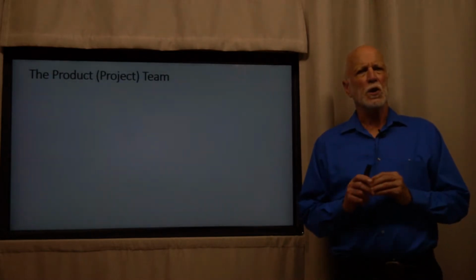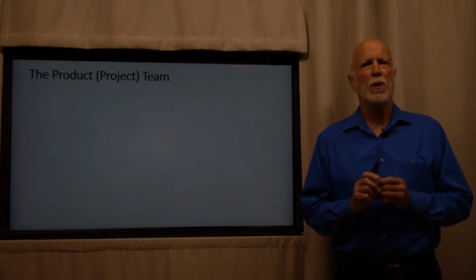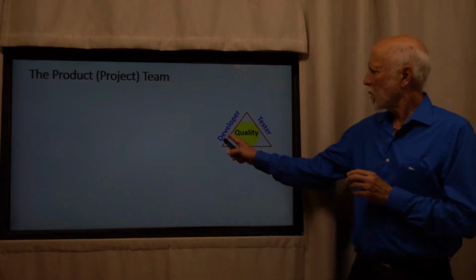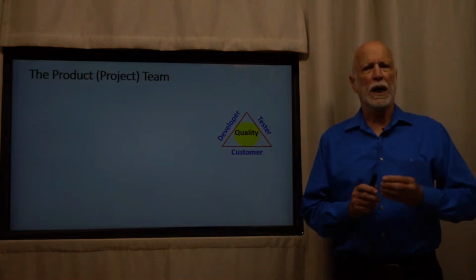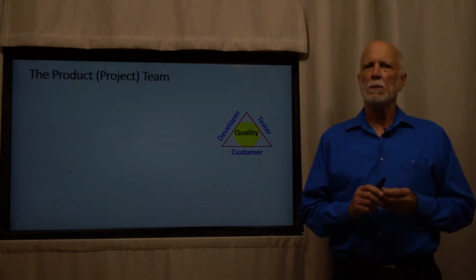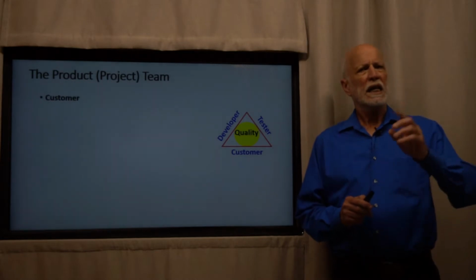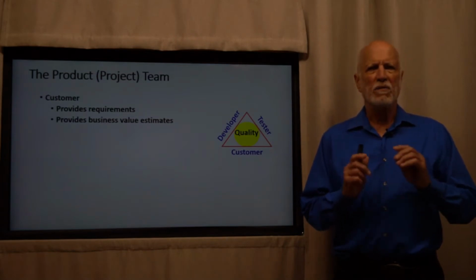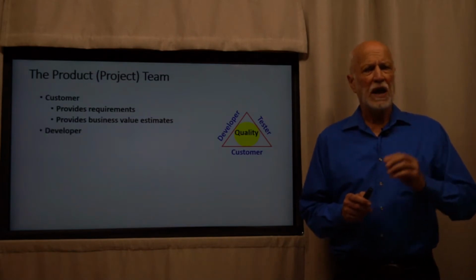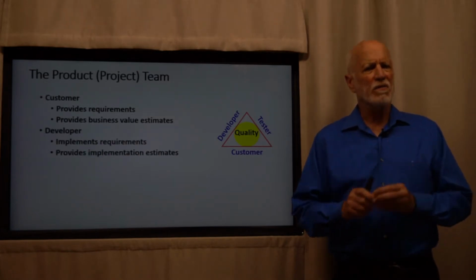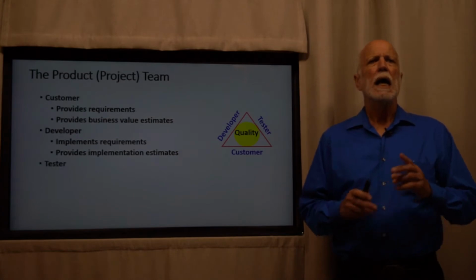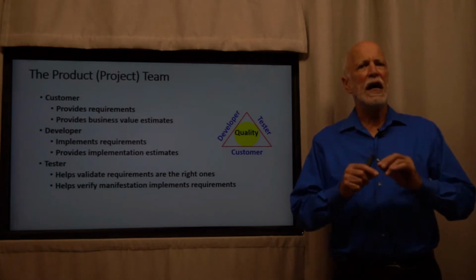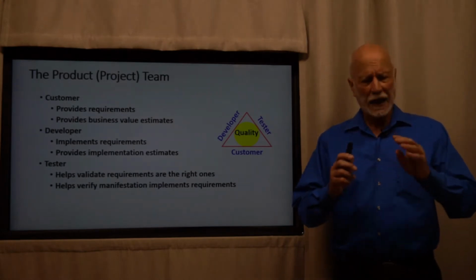So, the first thing I'd like to talk about is a product, or if you're still doing project teams. And that consists of the 3 parts of the triad: the developer, the tester, and the customer, i.e. product owner, business analyst, who are all responsible for the quality of the product. The customer side provides the requirements and is the one who provides the business value estimates. The developer implements the requirements and provides the estimates for the implementation. And the tester, who helps validate the requirements are the right ones and helps verify that the manifestation of the application actually implements the requirements.